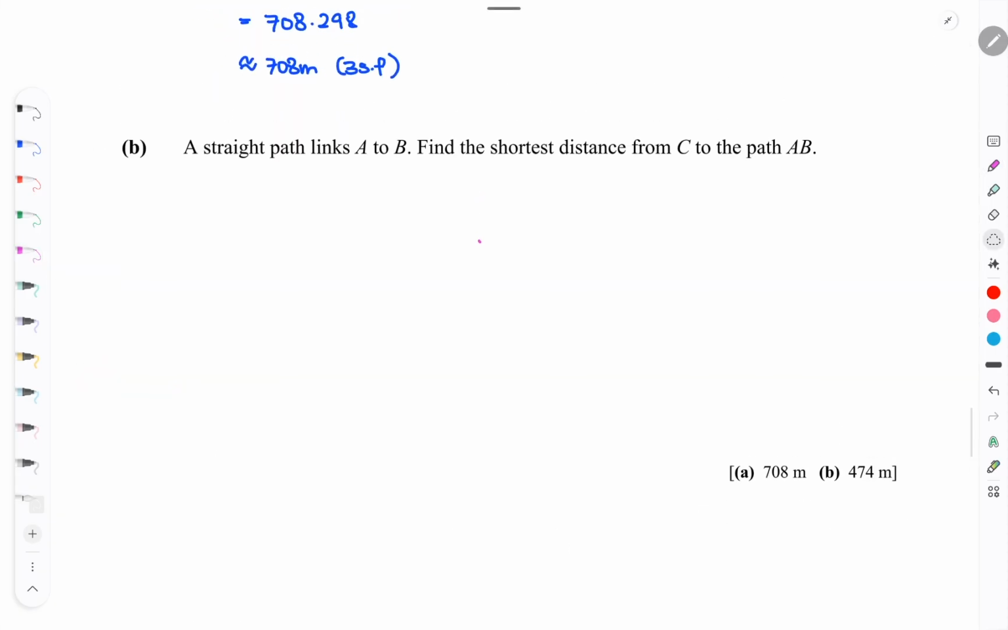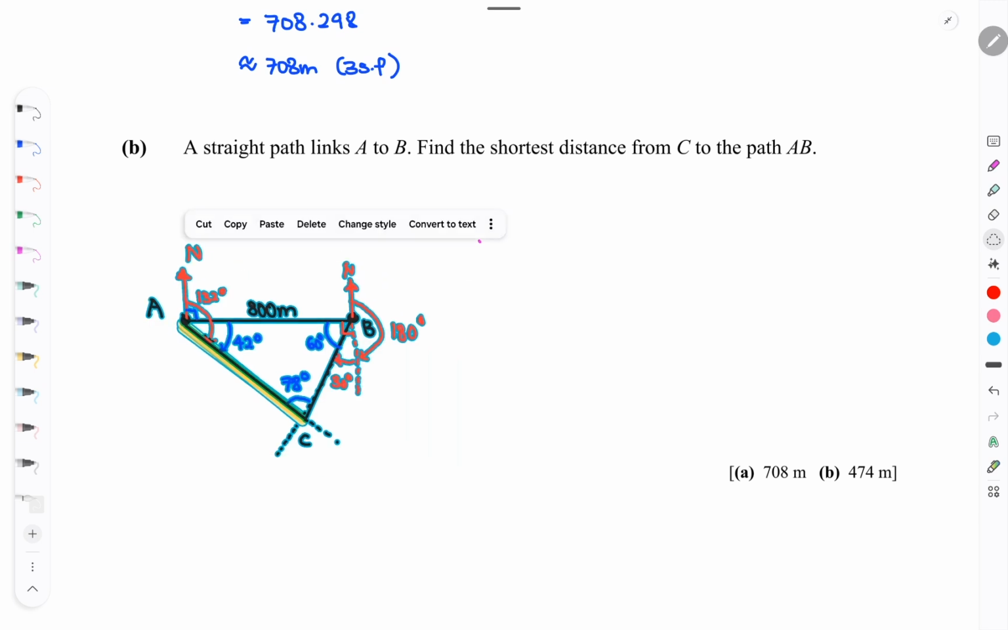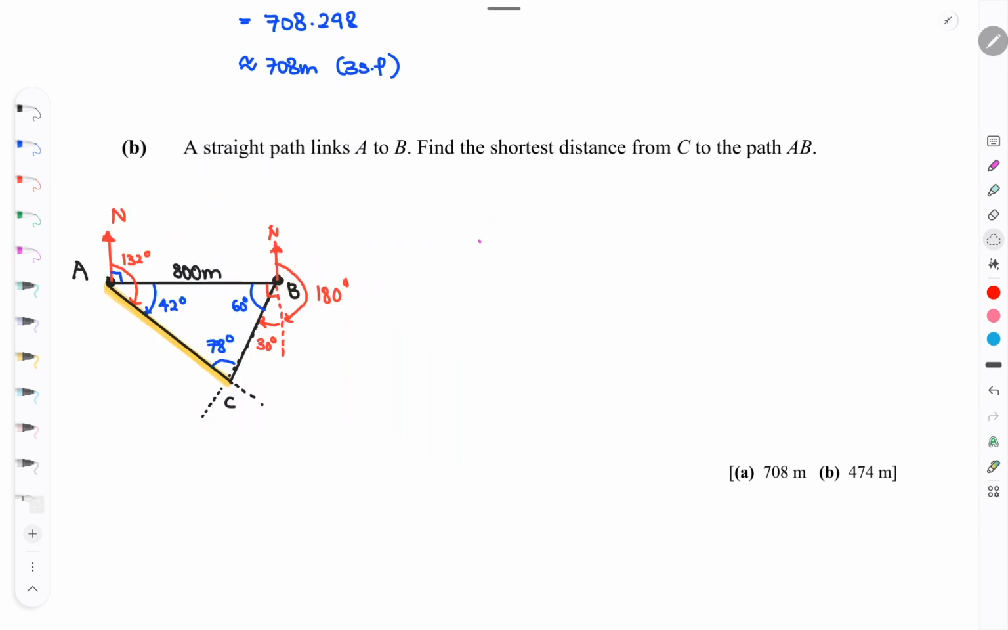Okay, moving on to part B. Okay, the last part of this paper. They want to find the shortest distance from C to the path AB. Let me just paste the figure we have above. So from C to path AB, shortest distance is over here, the one in purple. Over here will be a right angle. Remember, shortest distance is always a right angle. Okay, and then let me name this as O.